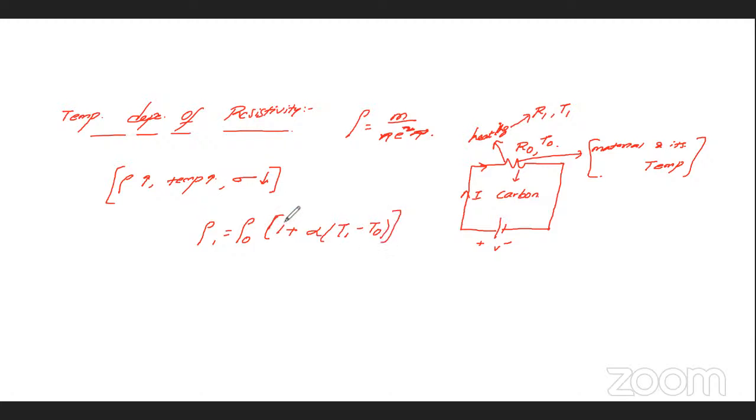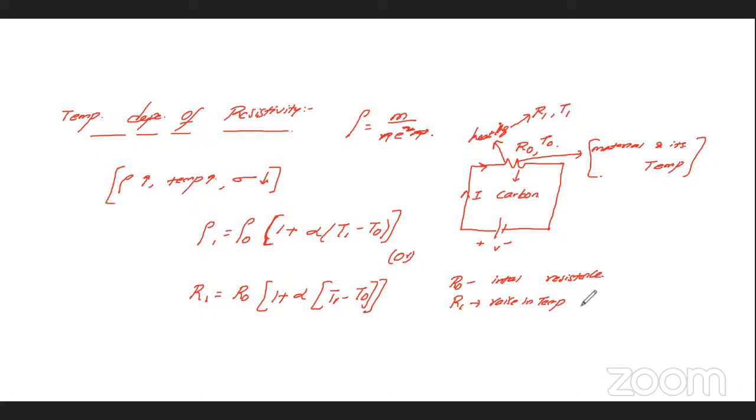We can consider the case in terms of resistivity, that is rho naught, or in terms of resistance also. R1 is equal to R naught into 1 plus alpha into T1 minus T0. T1 is your rising temperature, T0 is your initial temperature. R0 is your initial resistance, R1 is the resistance at the rising temperature. T0 is your initial temperature and T1 is your final temperature, that is the rising temperature. Everything depends upon the material.